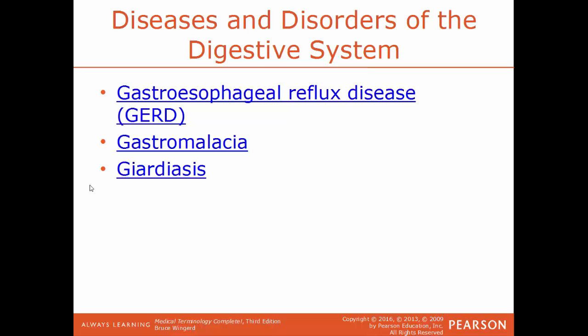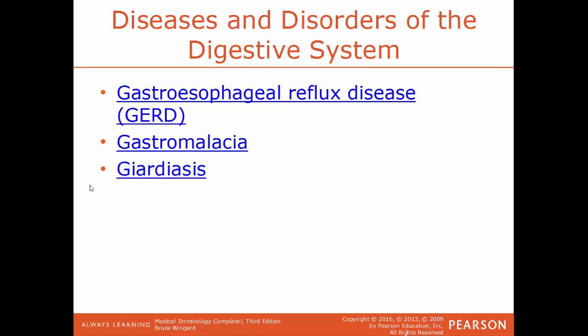Our next term, GERD, G-E-R-D, gastroesophageal reflux disease. This is a chronic condition where stomach acid flows backwards into the esophagus, so there's a reflux of gastric juice, and over time that will eat away at the lining of the esophagus. So our next term, gastromalacia. This is the softening of the walls of the stomach.